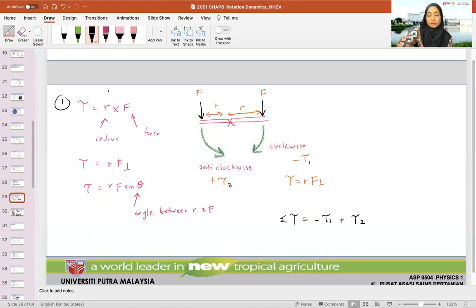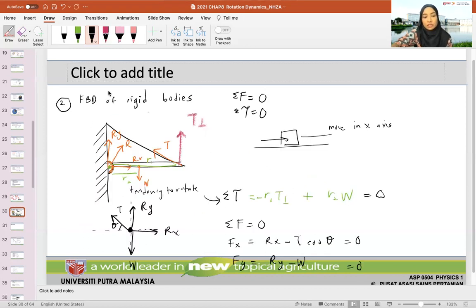This was torque. This was free body diagram of rigid bodies. If it's in equilibrium, net force is equal to 0. Net torque is equal to 0. Torque, you have that anti-clockwise and clockwise. You have to know whether it's positive or negative from the axis of rotation. And you also have your net forces, and your diagram is different than your rotational diagram.